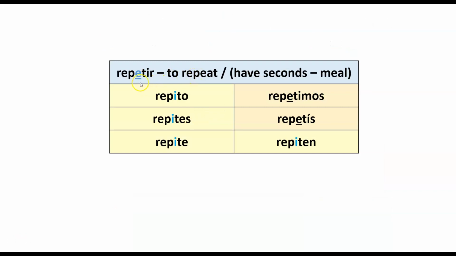Repetir, to repeat. It is the second E, always the E closest to the ending, that stem changes. The E changes to I. We have repito, repites, repite, repetimos, repetís, repiten. And notice, I underline these E's because they don't change. They are not in the boot.